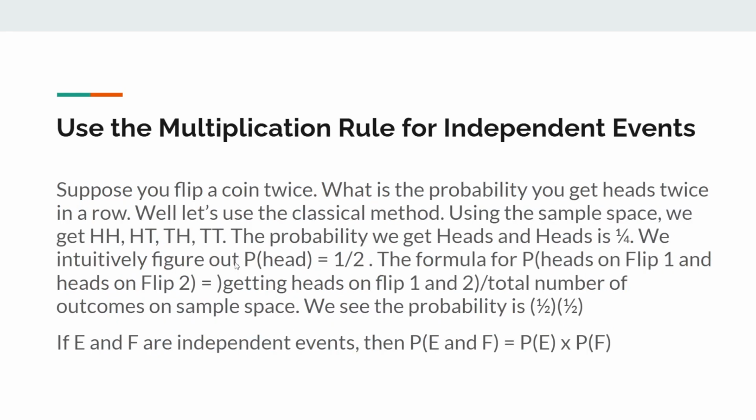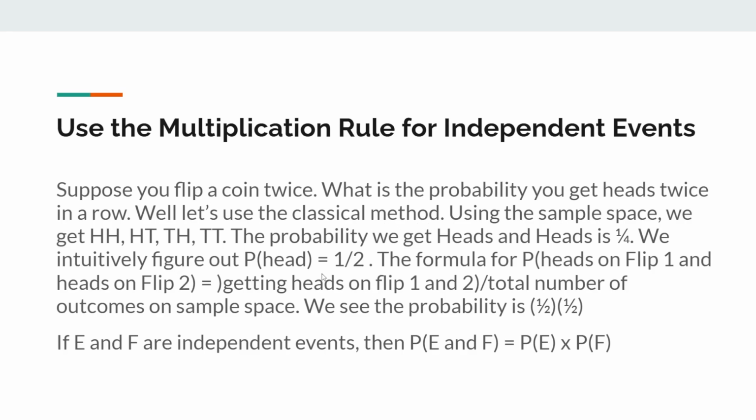So here we get to the multiplication rule, and here's how we use it for independent events. Suppose you flip a coin twice. What is the probability you get heads twice in a row? Let's use the classical method, which will determine the number of outcomes. We can either get heads heads, heads tails, tails heads, or tails tails. Those are the possible outcomes, which will go in the denominator. The probability you get heads and heads is 1 out of 4, because this is one outcome out of the possible 4 outcomes.